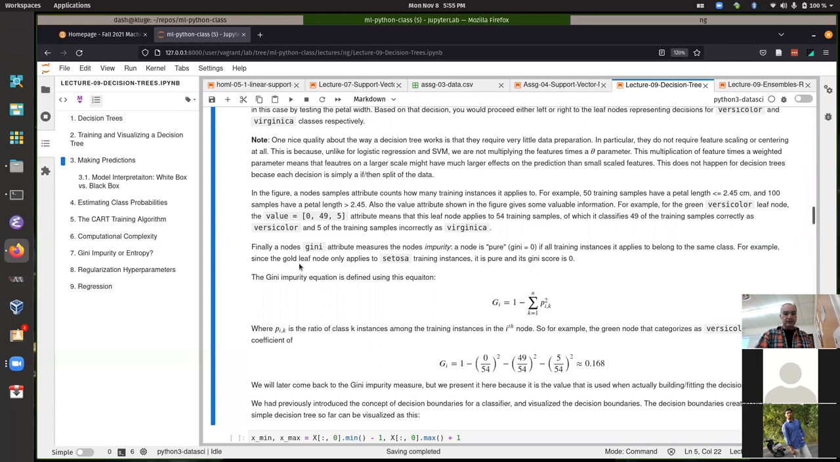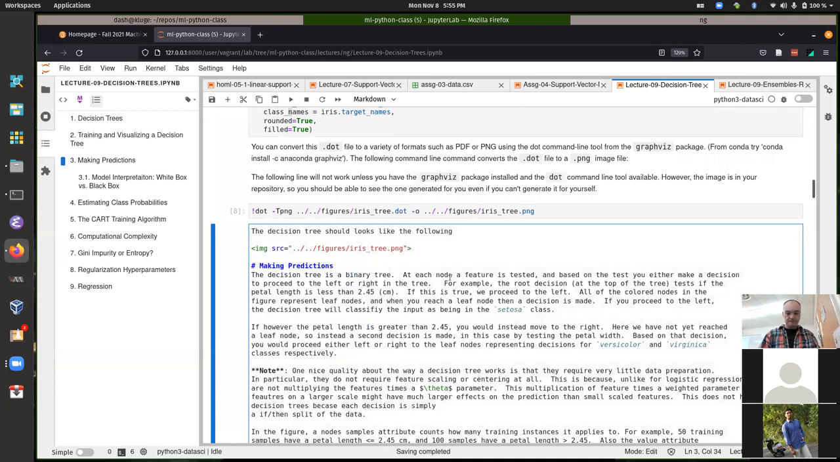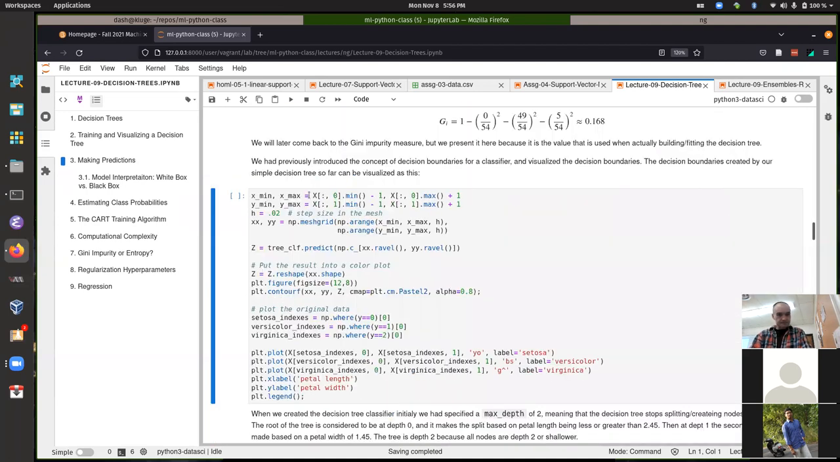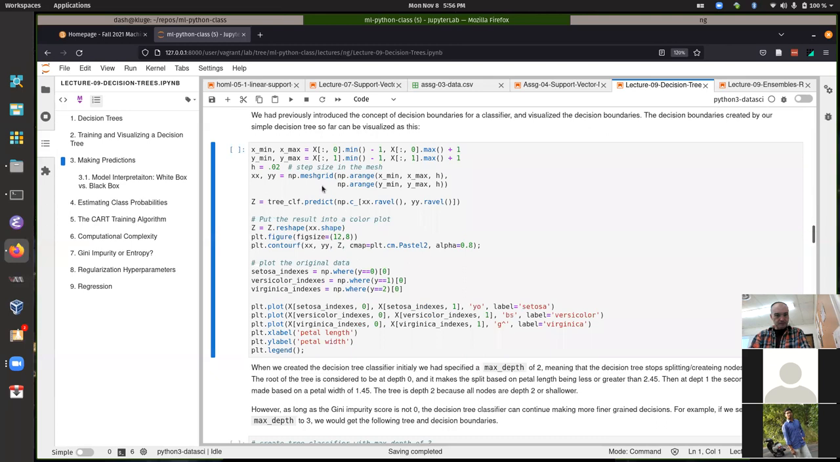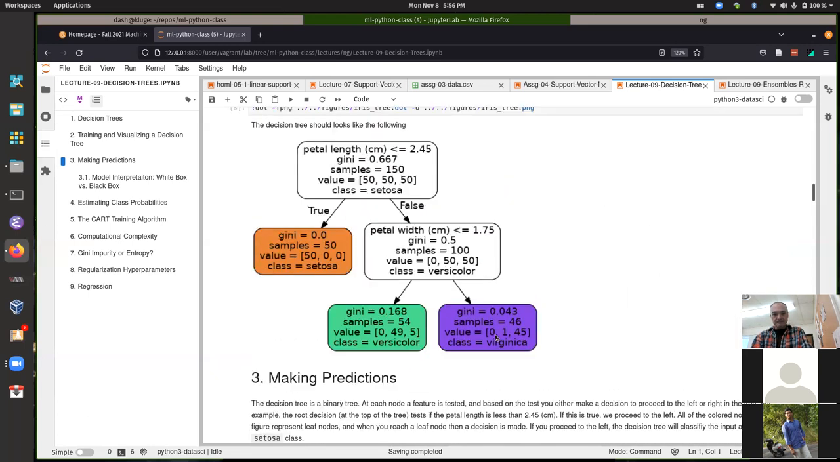Okay, so finally, let's look at that Gini attribute that we saw measured in here. I kind of skipped over that. It's the only thing we didn't discuss about the figure of the resulting decision tree. So, the Gini impurity. The way I think of it is, it's really just a measure of how well the data is split at that point.